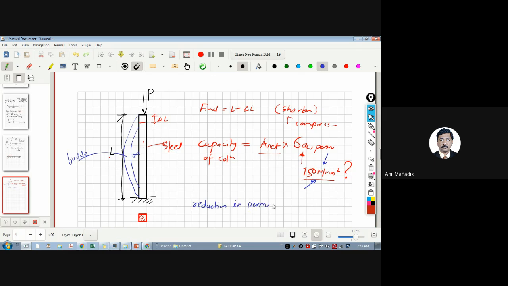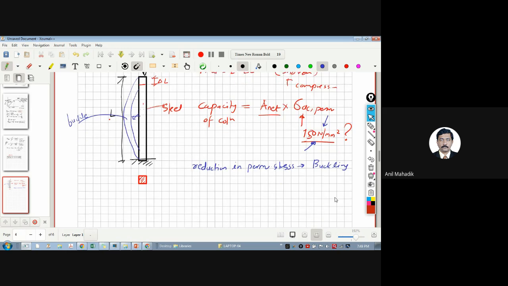And why is there a reduction in permissible stress? Due to buckling. समझ में आ रहा है? So why does it buckle? Slenderness ratio. So it is buckling due to a slender member actually. This is a natural phenomenon. We are not inventing anything. We know that if you apply a compressive force to any member, it will try to buckle. But technically why is it buckling? It is related with the slenderness ratio.